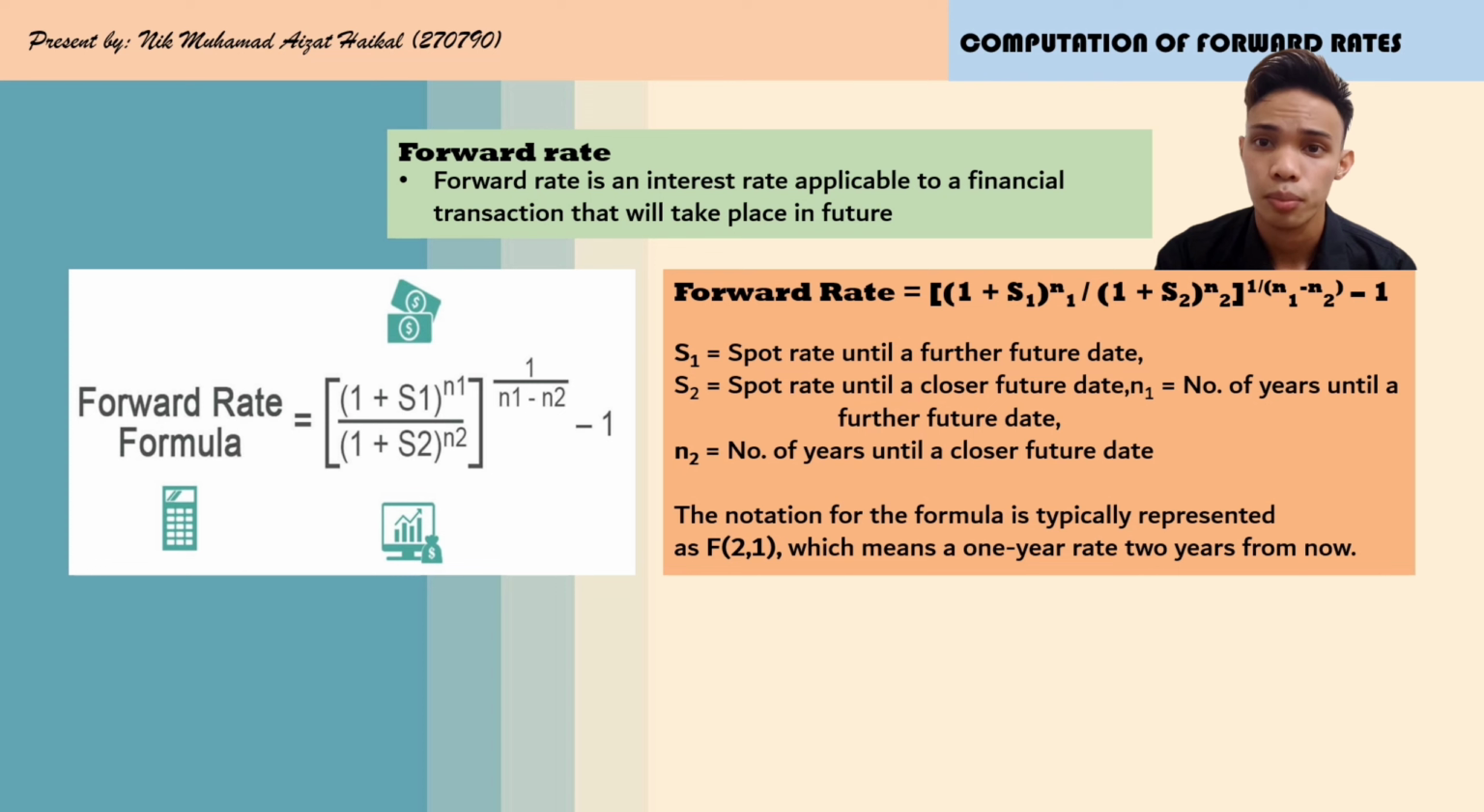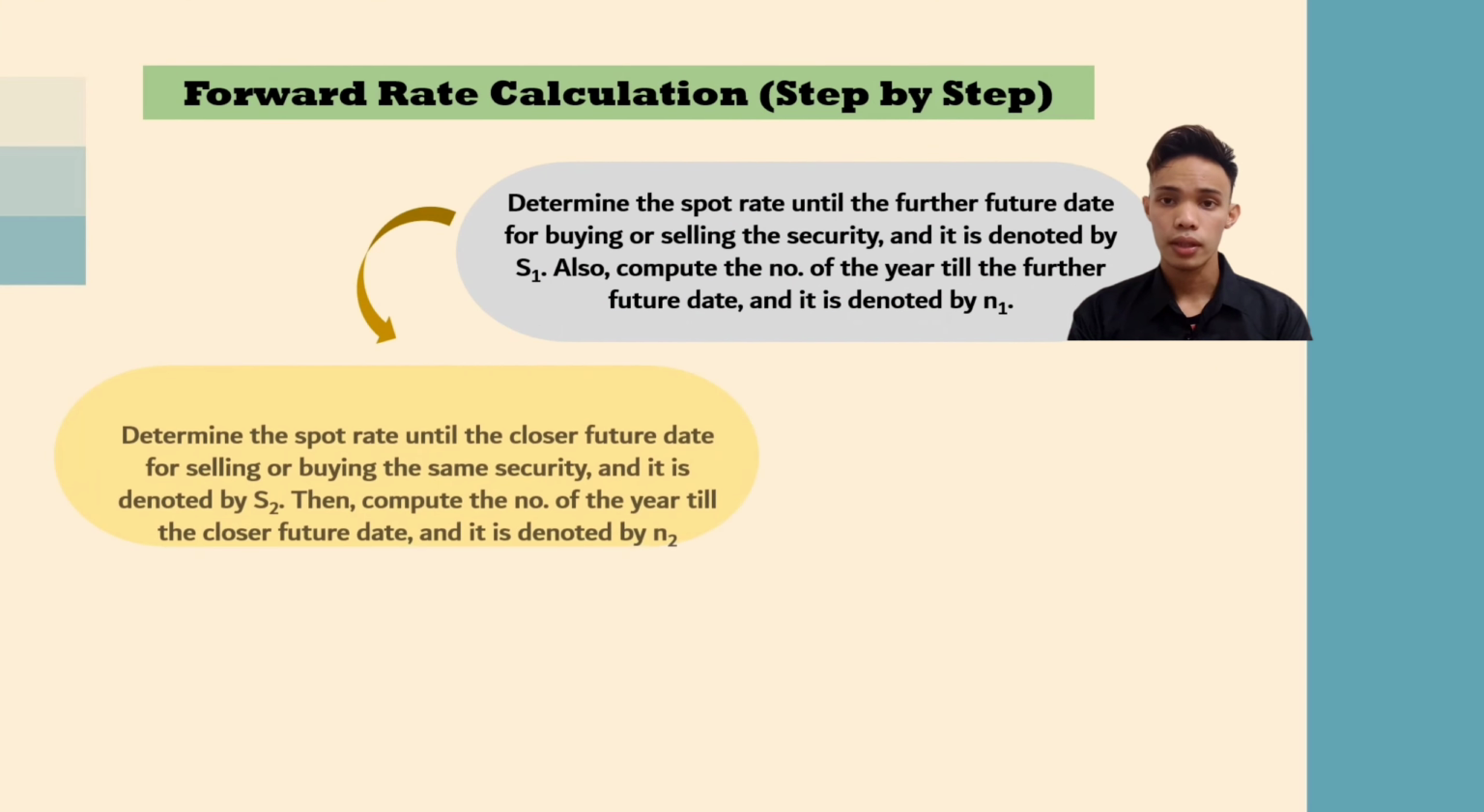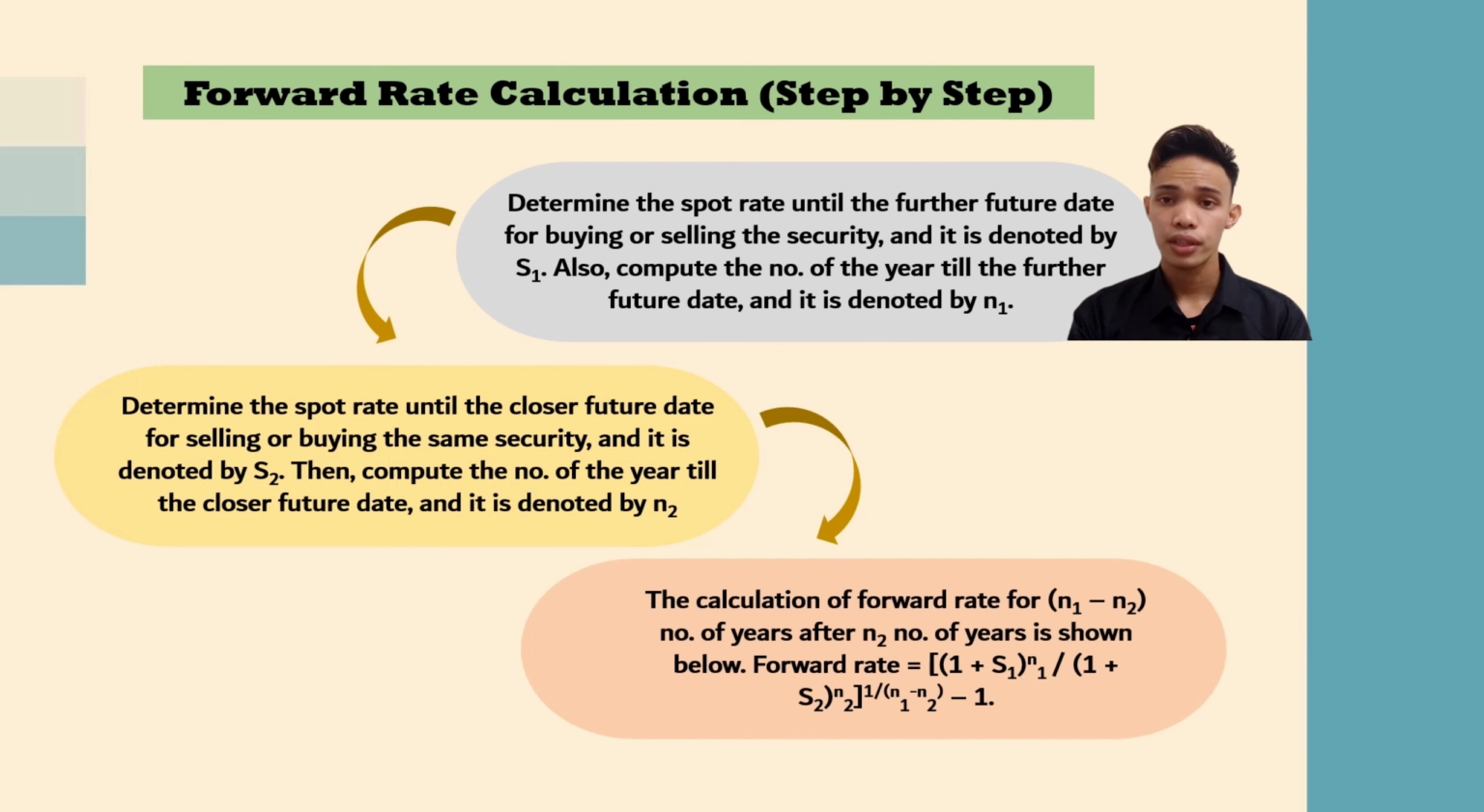S2 is a spot rate until a closer future date, and N1 is the number of years until a further future date, and N2 is the number of years until a closer future date. Okay, for the next slide, now let me illustrate an example of computing the forward rate.